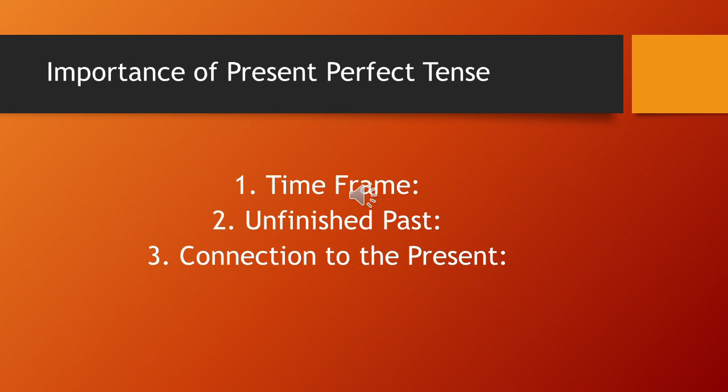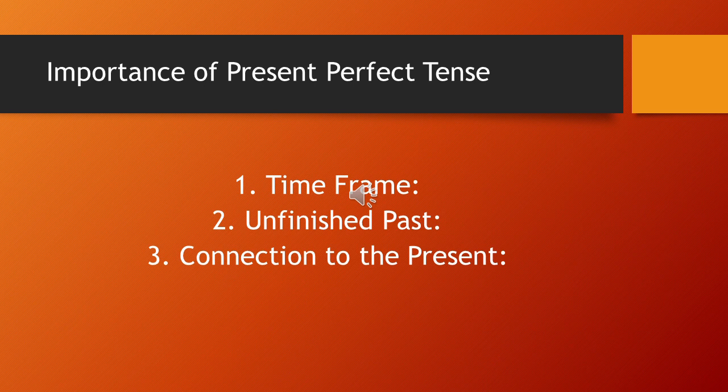Importance of the present perfect tense. Number 1. Time frame. The present perfect tense is used to express actions or events that have occurred at some point in the past. These actions are not tied to a specific time frame or are intentionally left unspecified regarding when they occurred.